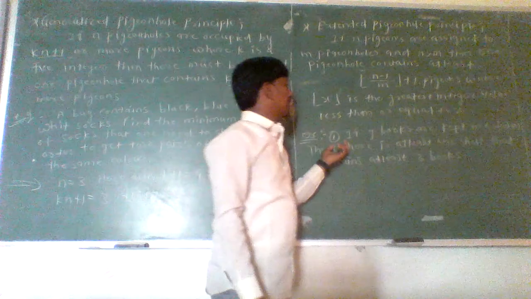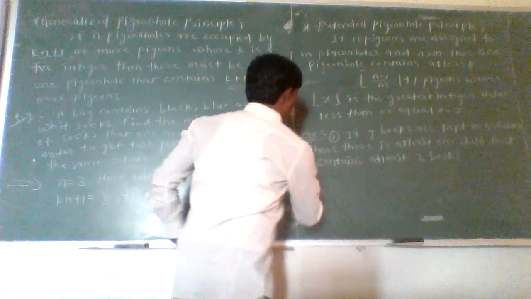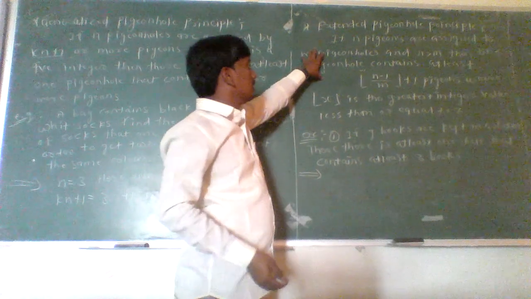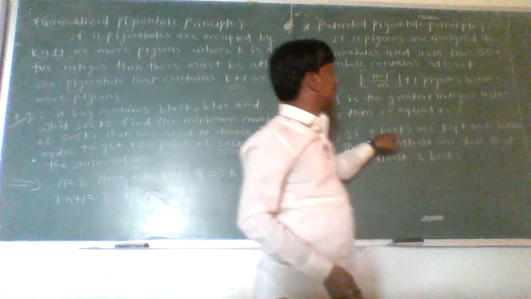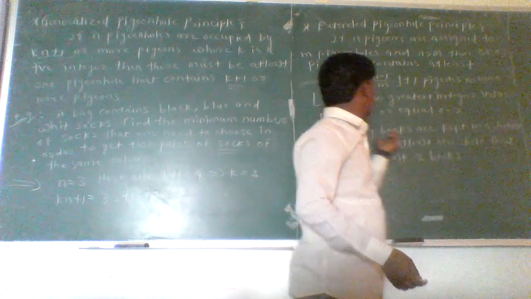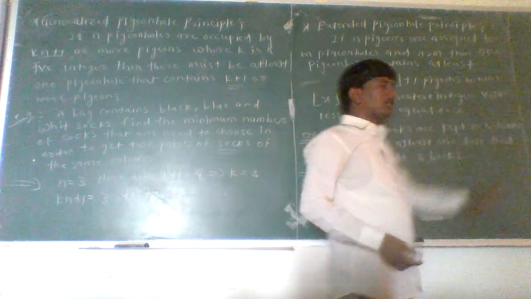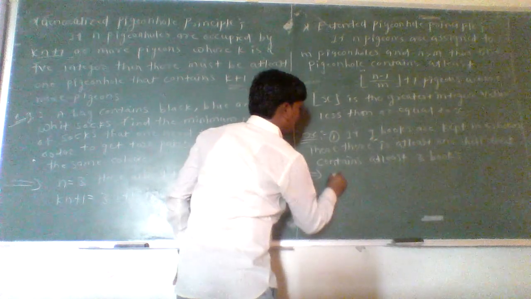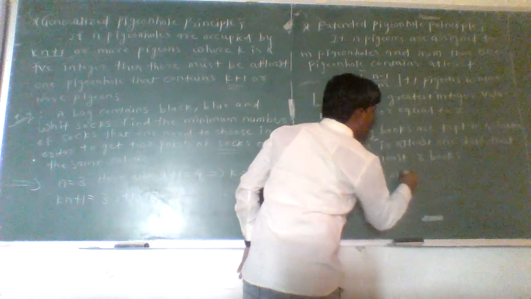If there are 9 books kept in 4 shelves, then there is at least one shelf that contains at least 3 books. According to the pigeonhole principle, the number of books is greater than the number of shelves. Therefore, 9 is the number of pigeons and 4 is the number of pigeonholes, so n is 9 and m is 4.